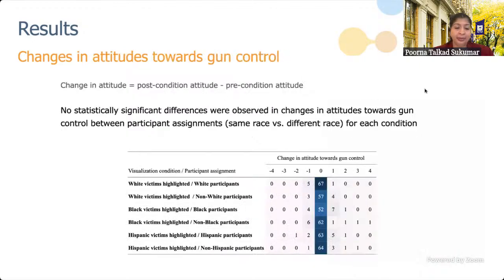And we again measured changes in attitude as the difference between post-condition attitude and pre-condition attitude. And again, contrary to our expectations, we did not find any significant differences in changes in attitude between participants who viewed data about their own race and those who viewed data about a different race for each condition. And overall, we observed very minimal changes in attitude, as you can see here.